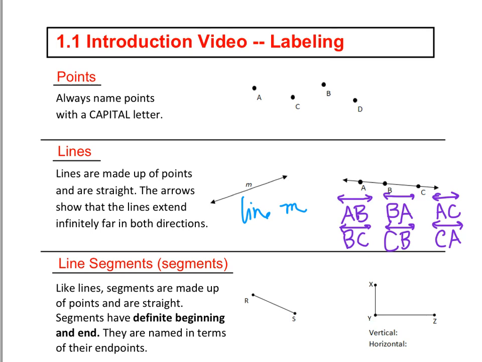We also have line segments. So a line segment is similar to a line. They're made up of points and they are straight, but segments have a definite beginning and end. They have endpoints. They are named in terms of their endpoints. So over here you can see we have the line segment between R and S. There's no arrows on the end. That's what makes this a segment versus a line. And we can label that RS, and we're going to put a line segment above with no arrow. Or we could change the order. We could say SR. So that's referring to the same line segment.